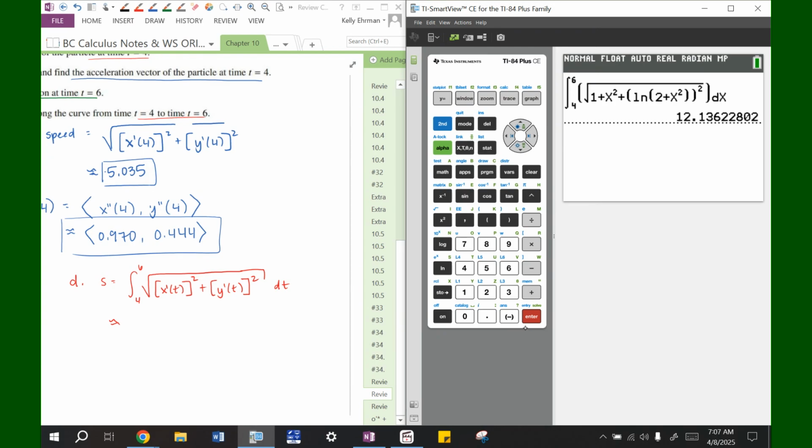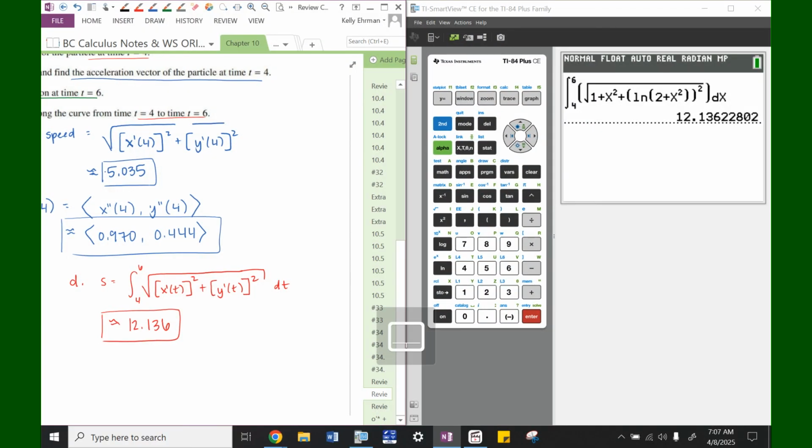And I'm getting 12.136. This popped up really fast on my computer calculator, but I remember when I did this on my handheld calculator, it had to think for quite a while before it gave me this answer. So don't be alarmed if that happens to you. I don't know what takes it so long, but it will get there. So just wait for it.